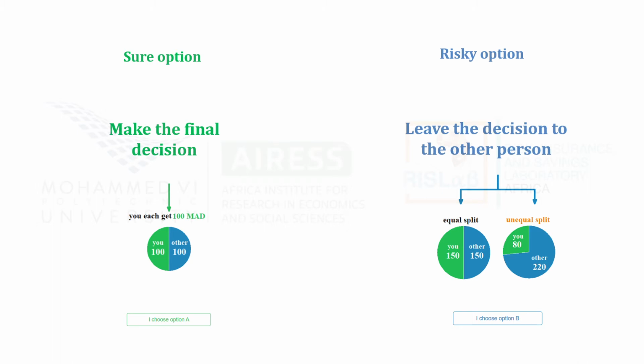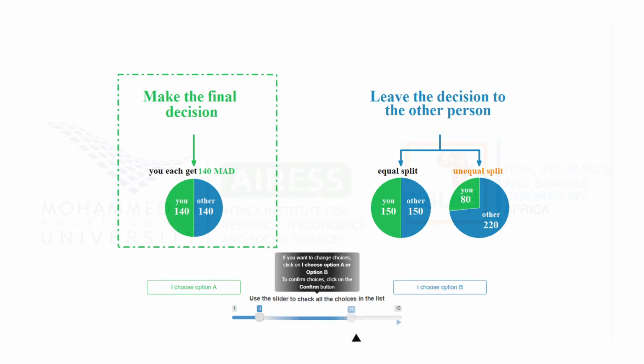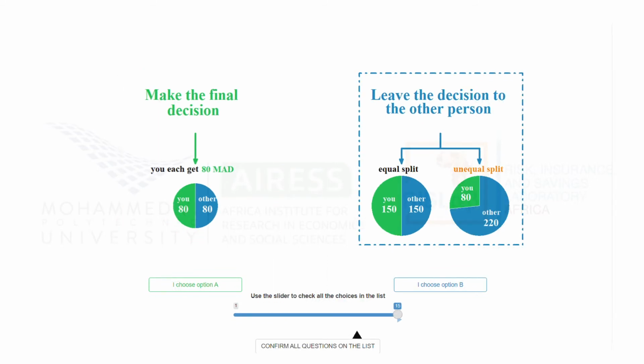You will be asked to make the same decision for higher or lower payoffs of the sure option, ranging from 80 dirhams to 150 dirhams, but the risky option remains the same. When the set of choice questions has been completed, a cursor appears to scroll through all the choices you made. You have to check them all. At this point, you can modify your answers. When you have gone through all the questions, a button appears to confirm the set of your choices.